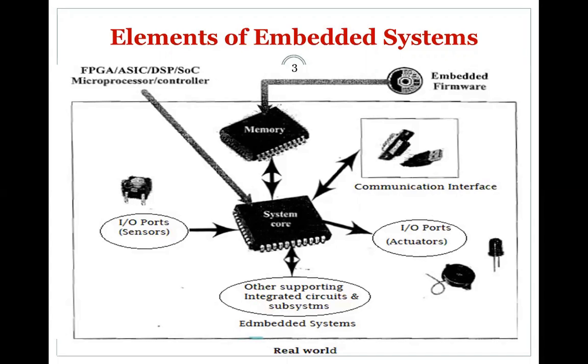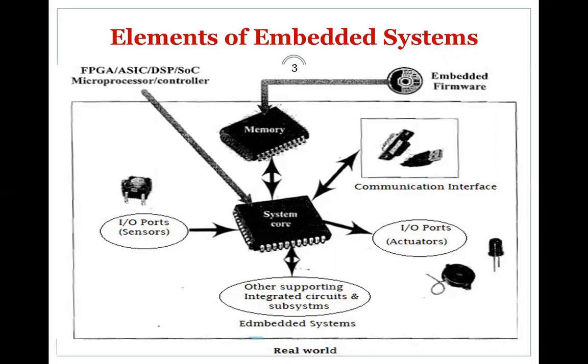This is the broad representation of an embedded system along with core, I/O parts, and different other parts connected to the system. In the center, that is representing the system core. The system core could be FPGA, ASIC, or DSP or system on a chip, or also a microprocessor or a controller. Based on the application, the user can select either a large component, that is FPGA, or a small component, that is a controller. Different embedded systems will have different core processors.